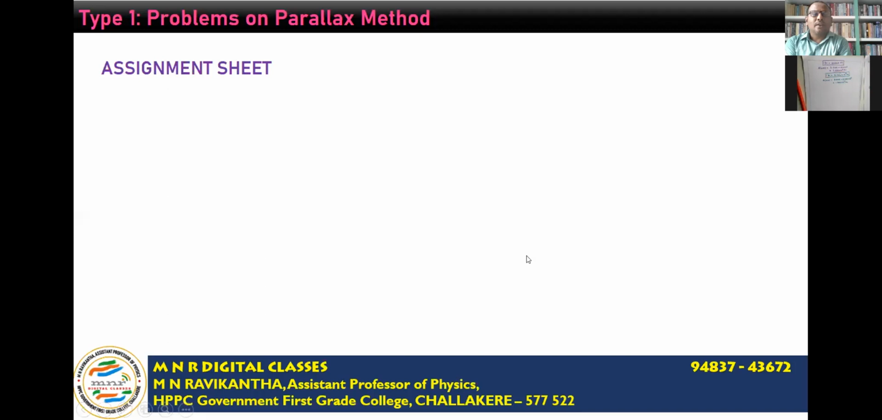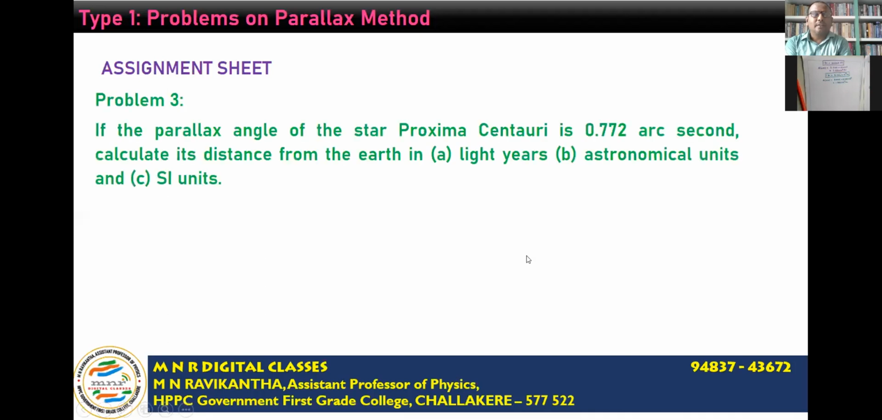Here is a problem for assignment. The assignment problem is, if the parallax angle of the star Proxima Centauri is 0.772 arc seconds, calculate its distance from the Earth in light years, in astronomical units, and SI system. This is similar to the previous problem we already worked out.